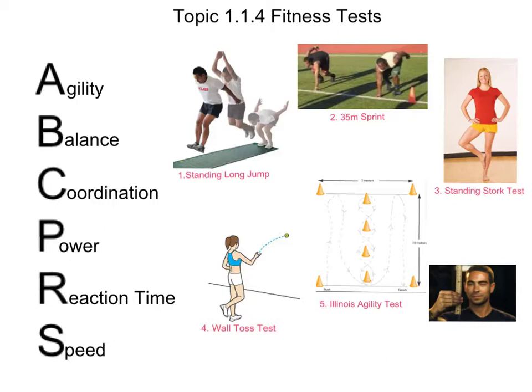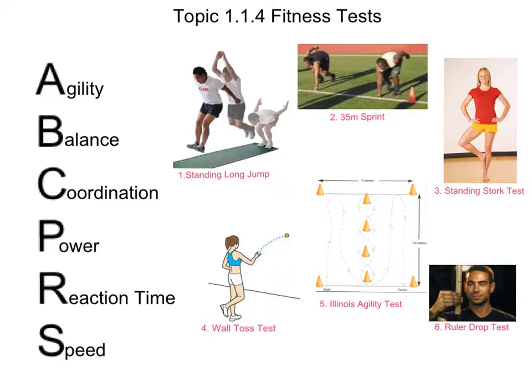The test for power is number 1, which is the standing long jump. For this test you simply stand behind a line and with both feet from a standing position jump forward, and your distance is measured from your furthest point back from where you land. In addition to this, you could also identify the Sargent jump or the vertical jump as another test for power.